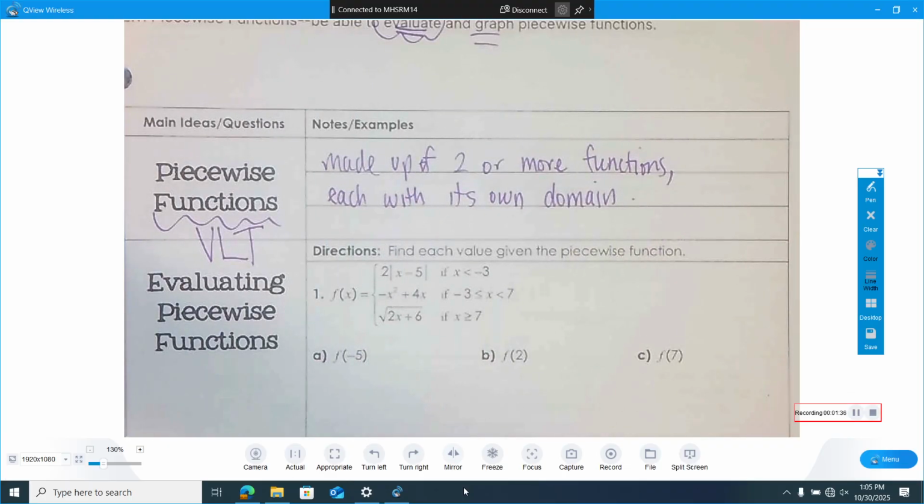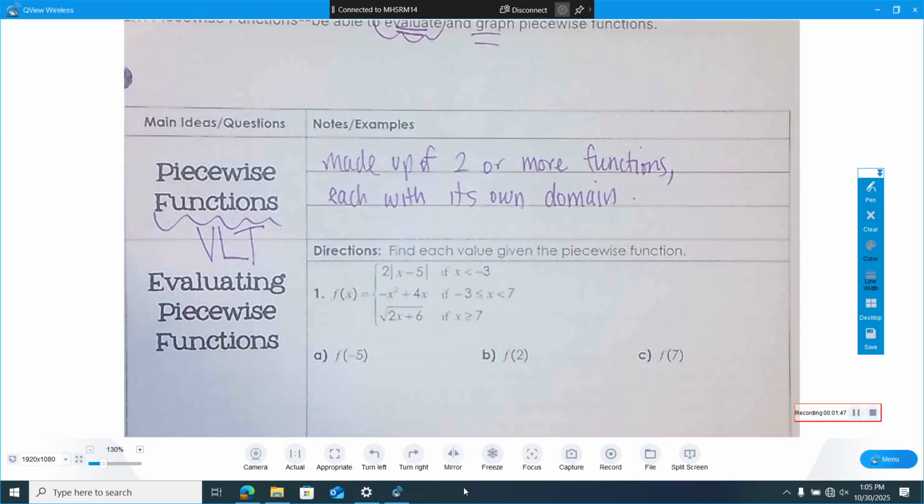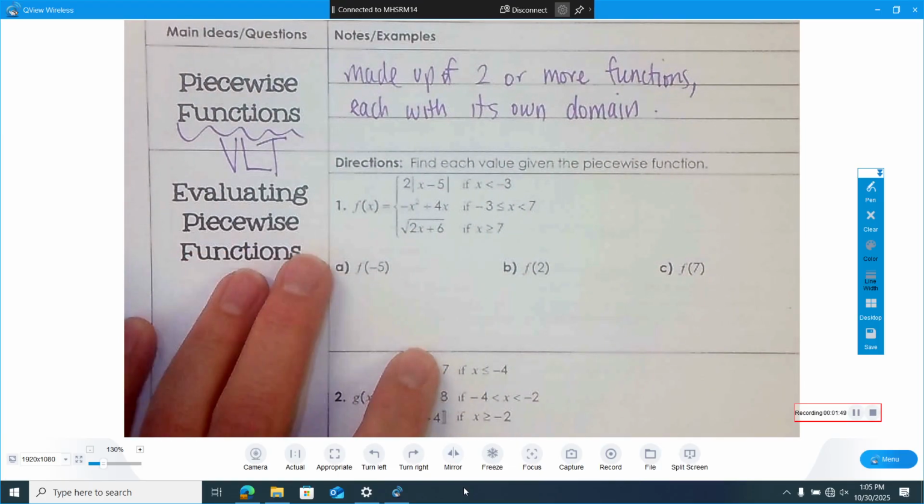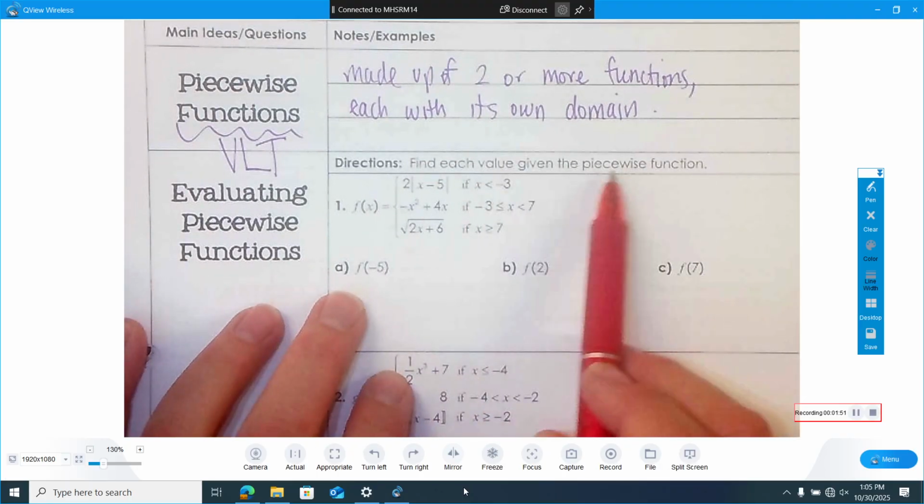When we're graphing today, it's going to be real handy to have a pencil, not a pen, or something erasable, because we're going to do a little bit of erasing as we go here. Okay, so number one, evaluating piecewise functions. We want to find each value given the piecewise function.